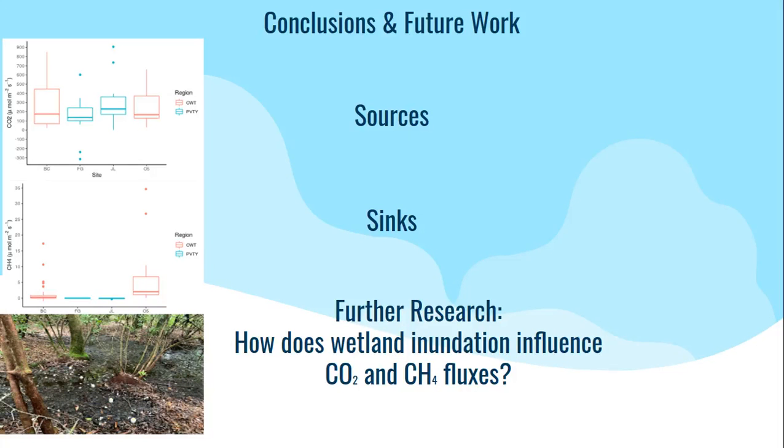So in conclusion, we saw that all sites were sources of carbon dioxide to the atmosphere. We saw that Coweeta sites were sources of methane, but we see that Poverty Creek were sinks. Since we know there's no role of temperature with these gas emissions, we will look at water inundation loggers to see if there's any influence on methane and carbon dioxide fluxes.